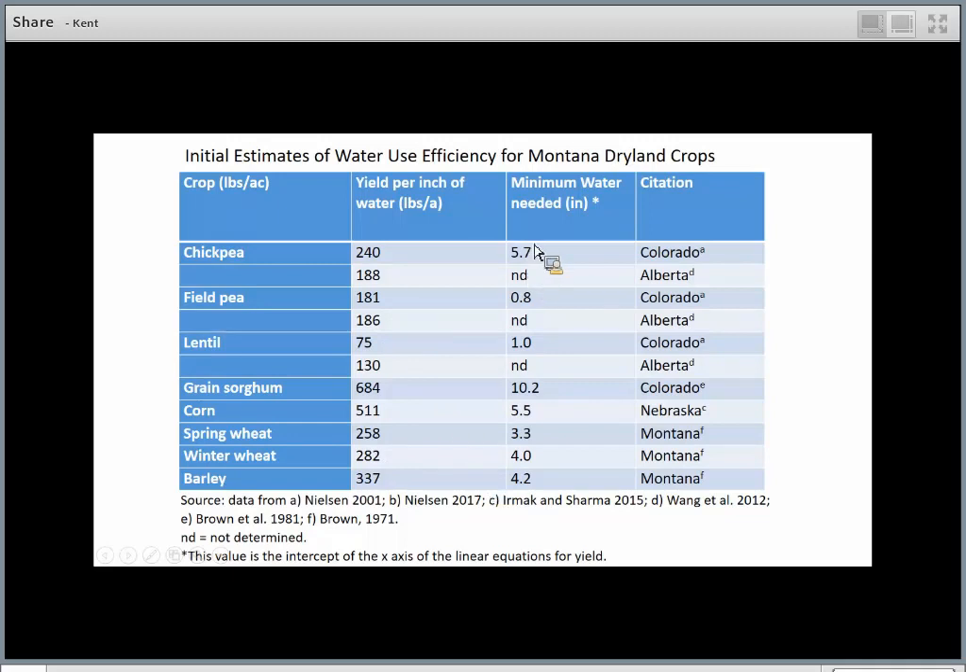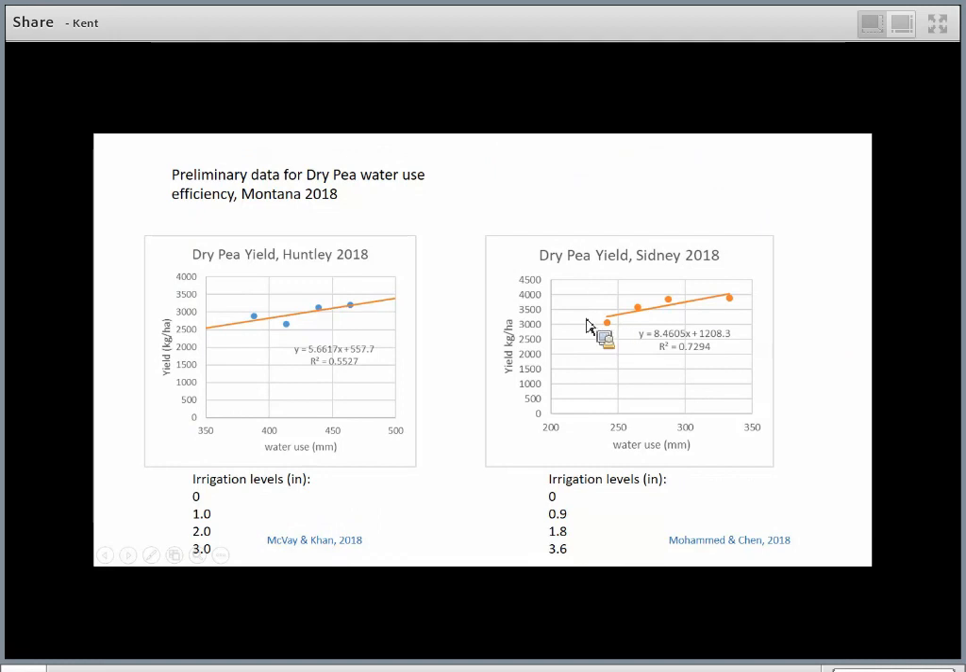And then the minimum water needed. It's nice to have that number. So we don't really know. Grain sorghum, 10.2 inches. So even fully, and maybe you use 4 to 5 foot of soil water for grain sorghum, it's going to be hard pressed to grow sorghum and get very much yield, even though it's a good response once you start getting that, unless you're irrigating it. And corn's the same way. We don't have any data from Montana. Well, we actually have a little bit of data.